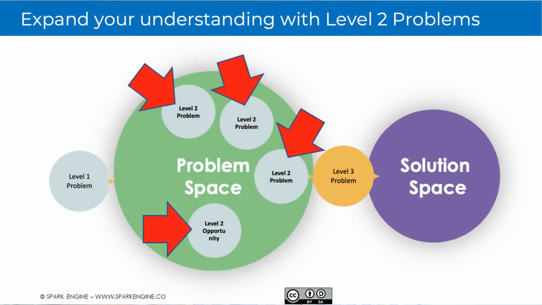Or we can stay in the problem space and expand it with level 2 problems. Typically, level 2 problems are multiple different ways to look at the same problem from different perspectives. For example, instead of looking from the product perspective, like making the ATM safer, we can look at the customer perspective.